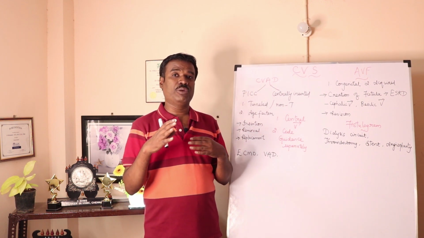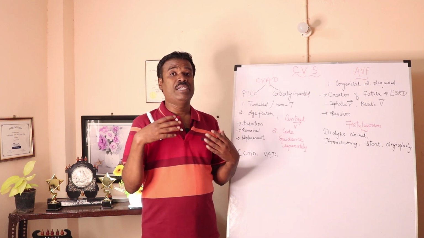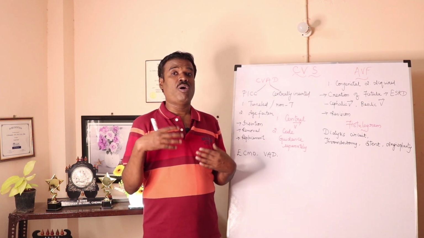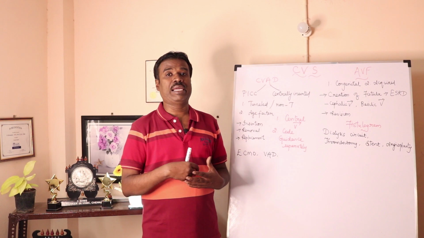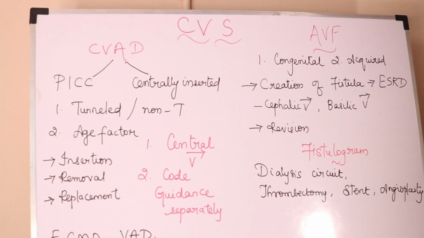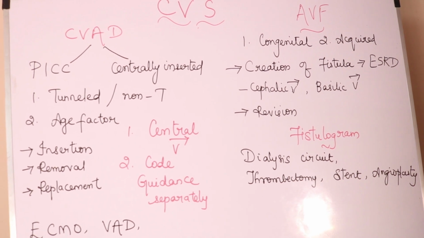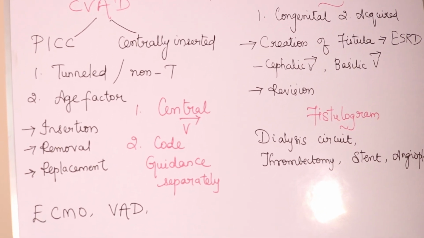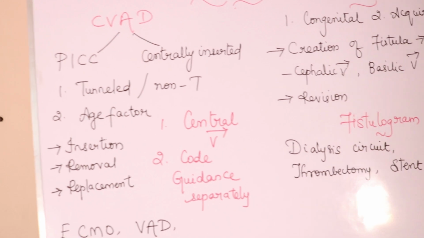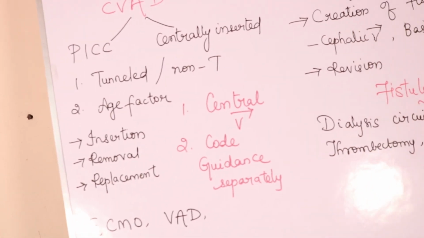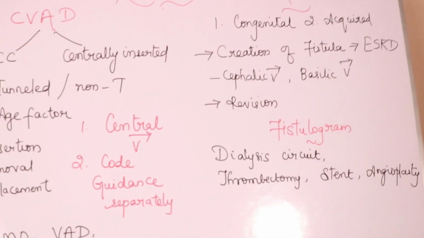CVAD devices are usually placed in order to provide nutrition or nourishment, or sometimes to deliver medications. Say a patient is suffering from a malignancy. At that time, they will have to provide antineoplastic or chemotherapy. So they would resort to a CVAD procedure.